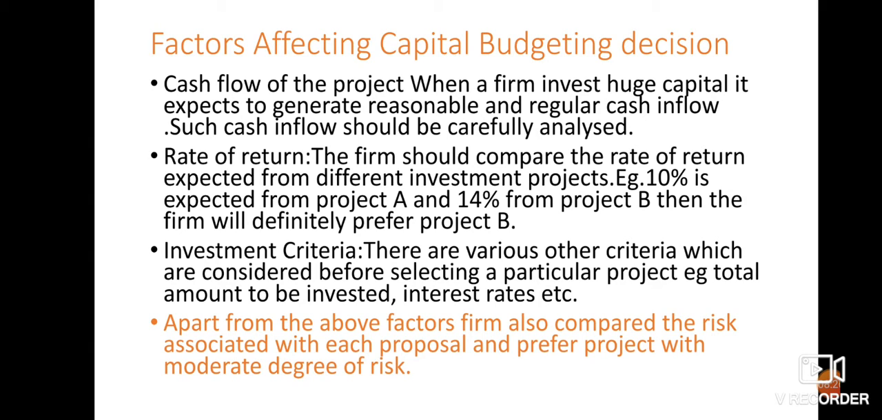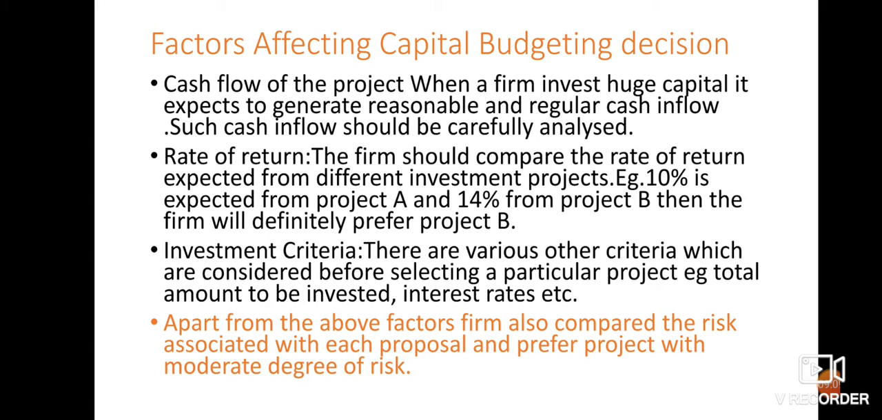The firm should compare the rate of return expected from different investment projects. So when the company is making this capital budgeting decision, it will be comparing the various kinds of projects. Example, 10% is expected from project A and 14% from project B. Then the firm will definitely prefer project B. Okay, because one project is giving only 10%, the other project is giving 14%. So whichever is giving more return, that is the investment that the businessman wants to make.